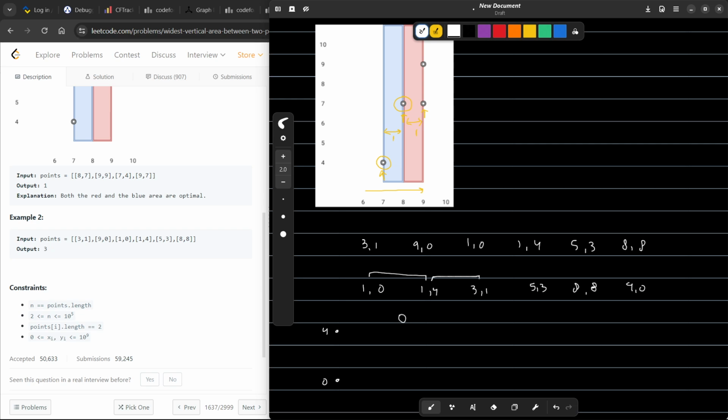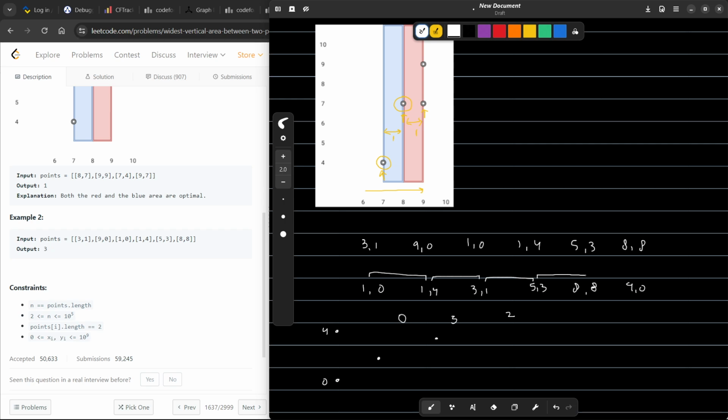Now I am going to measure the distance between these two coordinates. So this is 3, 1. So it is going to lie somewhere around here. This is 3, 1, right? And the distance between them is going to be 3, right? Now coming on to the next coordinate, it is 5, 3. So let's say it lies somewhere around here. So the distance between them is going to be 2.